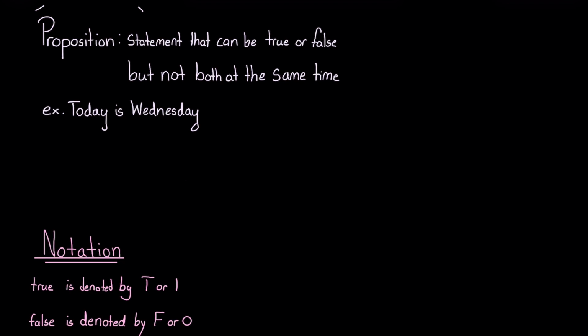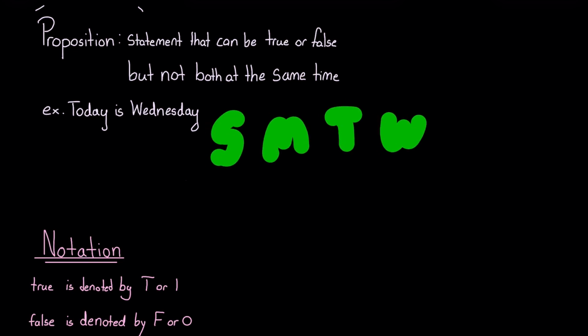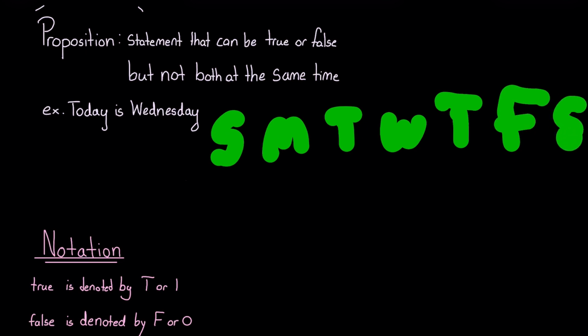So in truth tables we deal with these things called propositions. Now you might not know what this is, but it's simply a statement that can be true or false but not both at the same time. So what do I mean? So we know there's 7 days of the week. There's Sunday, Monday, Tuesday, Wednesday, Thursday, Friday, and Saturday. I almost forgot. So 1, 2, 3, 4, 5, 6, 7.